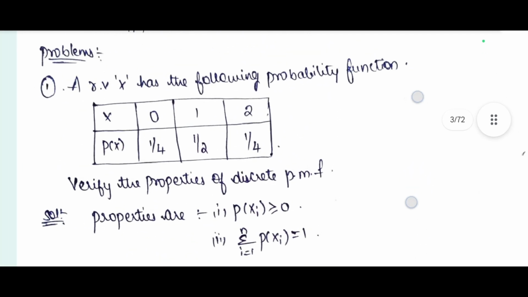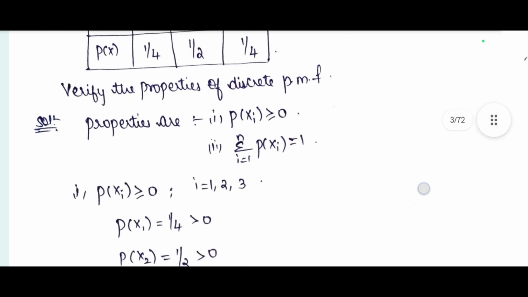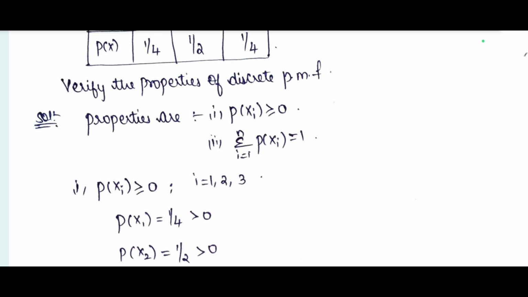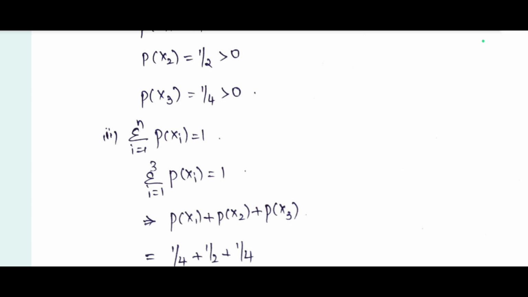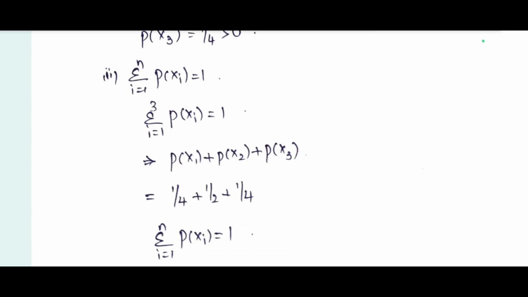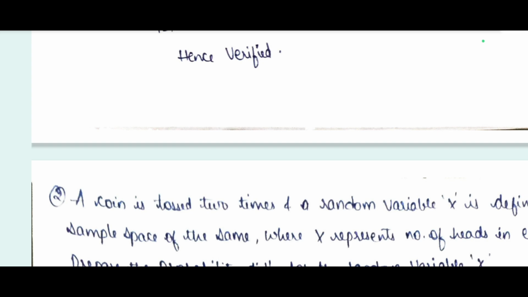This is one of the example problems. A random variable x has the following probability function. Verify the properties of the discrete PMF. So what are the properties? p of x should be greater than or equal to 0, and the summation with i running from 1 to n of p of xi should equal 1. Here i equals 1 to 3. So p of x1, p of x2, p of x3 are given as 1 by 4, 1 by 2, 1 by 4, which are all greater than 0. The summation of p of x should equal 1. So the probabilities are 1 by 4 plus 1 by 2 plus 1 by 4, which equals 1. Hence it is verified and it is a probability mass function.